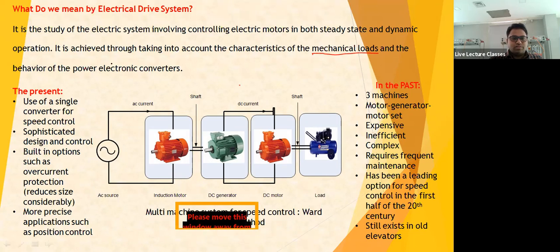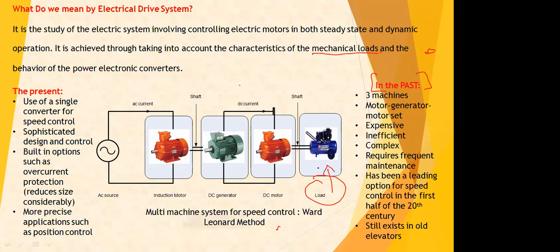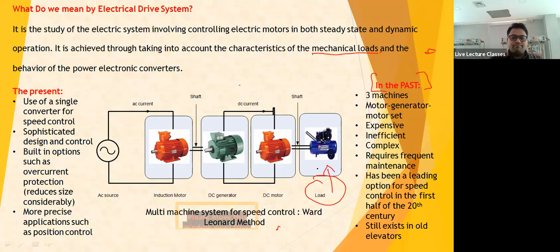Now, what is the present? In the past, what was there, and in the present, what is there? In the past, in order to supply a load, say this is the load, you needed, might be, a DC motor, right? But the DC motor had to have a DC field. It had to have a DC power supply. The DC motor had to be given DC power.